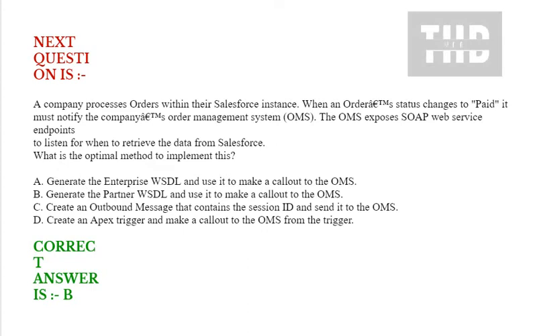Option B. Generate the partner WSDL and use it to make a callout to the OMS. Option C. Create an outbound message that contains the session ID and send it to the OMS. Option D. Create an Apex trigger and make a callout to the OMS from the trigger. Correct answer is option B.